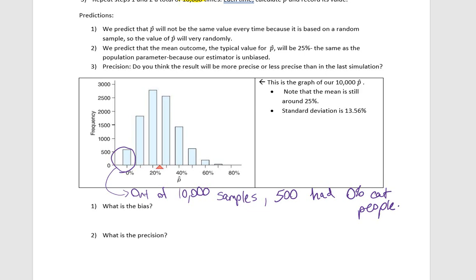Now, if we look at this, here's some of the information that we get. Even though this doesn't look super normal, it's relatively normal. What we can see is that the mean, or the center of the graph, is still 25%, and the standard deviation, remember this is also called the standard error, we'll call that SE, is about 13.56%.